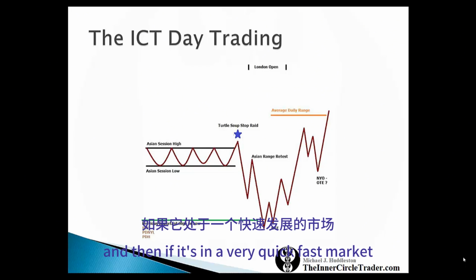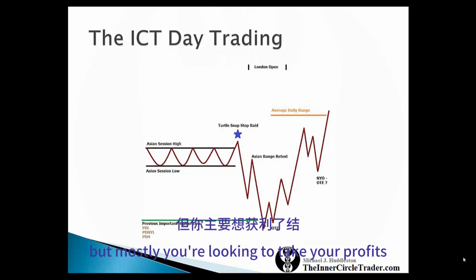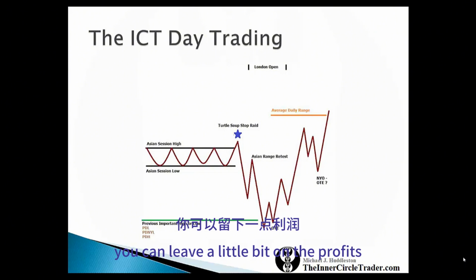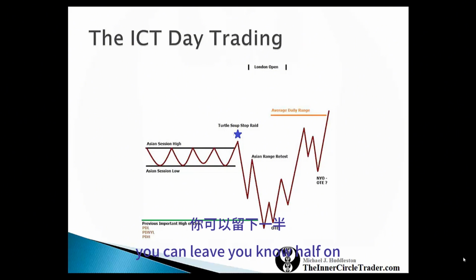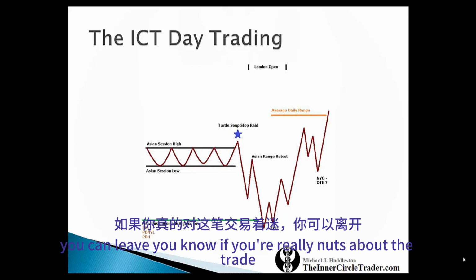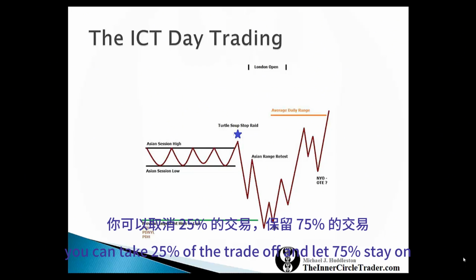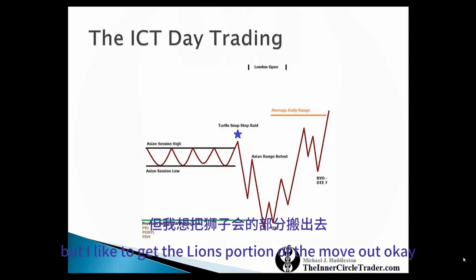Okay, and then if it's in a very quick, fast market, it many times will go beyond the average daily range. But mostly, you're looking to take your profits at ADR and then move to the sideline. You can leave a little bit on the profits, leave a position on, like we were talking about with the short-term trading. You can leave half on. You can leave a quarter on. If you're really nuts about the trade and you think it's going to have some legs, you can take 25% of the trade off and let 75% stay on. I generally don't like to do that, but I like to get the lion's portion of the move out.